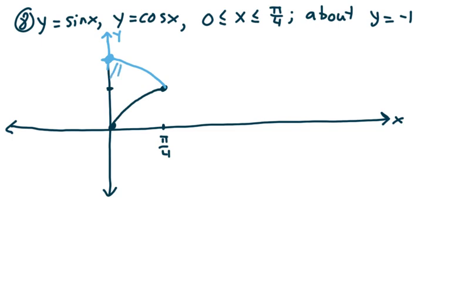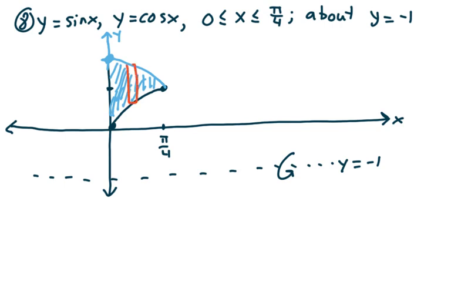Now, we're going to rotate this shaded region here about the line y equals -1, which is, let's just say, here. And same game, I'm going to draw a rectangle, and we're going to use the disc washer method again. Now, we still need the outer radius and we need the inner radius.